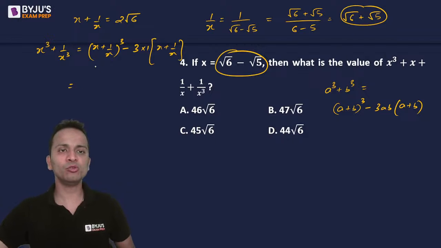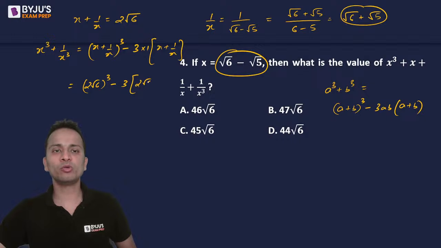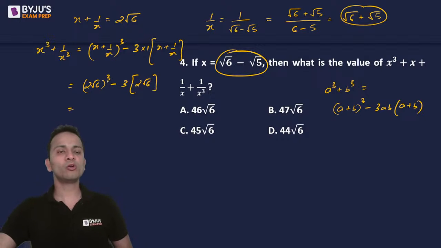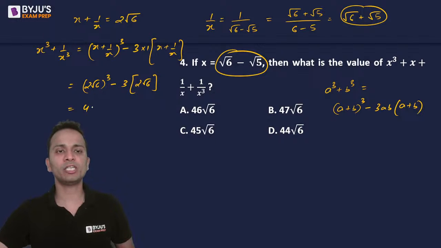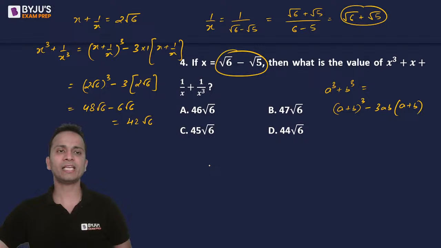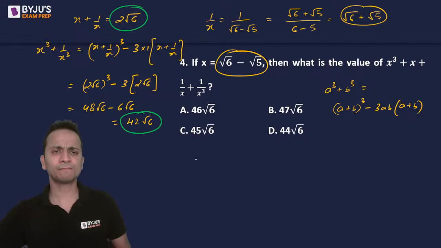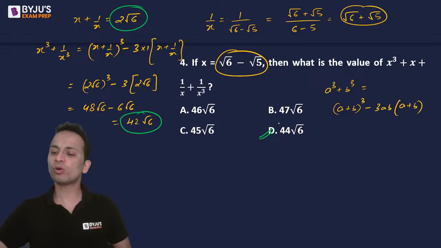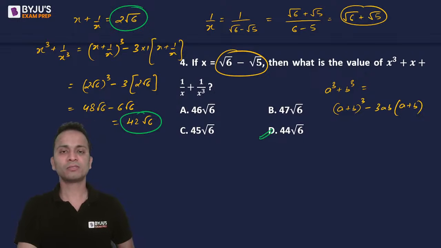Now I can substitute the values. So x plus 1 upon x is 2 under root 6 whole cube minus 3 times 2 under root 6. Okay. Now 2 under root 6 whole cube will be 8 into 6, 48 root 6, minus 6 root 6. That is 42 under root 6. Okay. So this is x cube plus 1 upon x cube. Now you can find out the value of the given expression. It will be the sum of this and this. Adding these two, you will get 44 under root 6 as your answer. Okay. So option D will be the correct answer for this question.